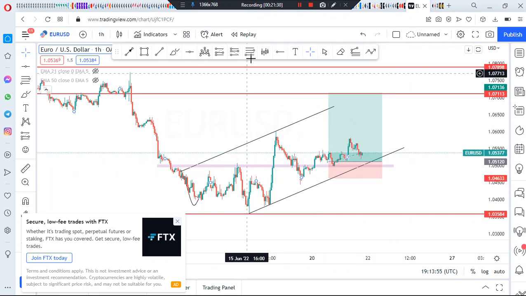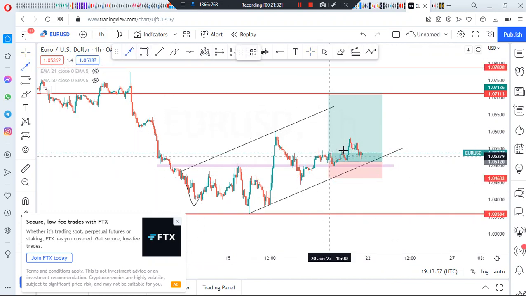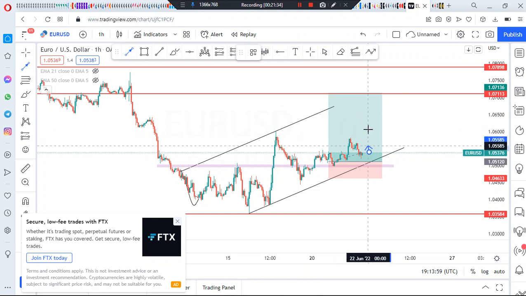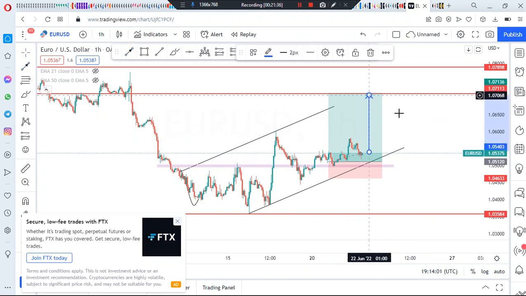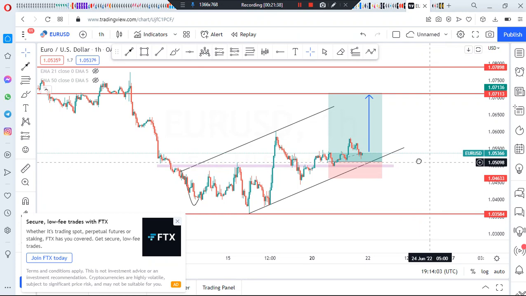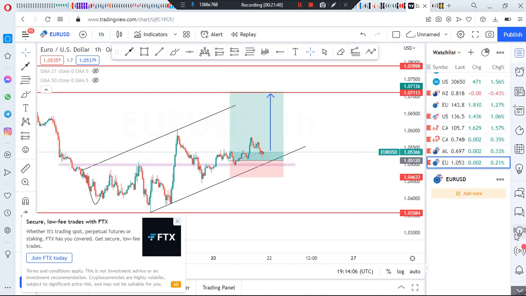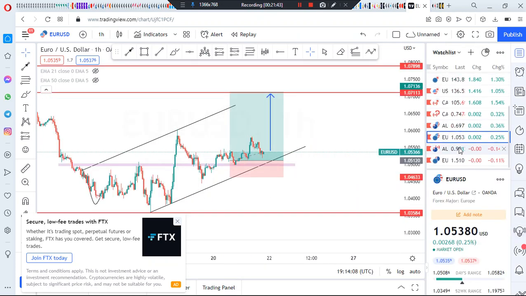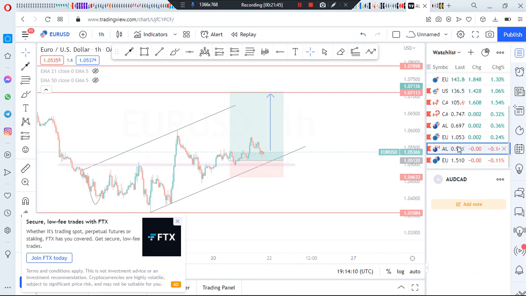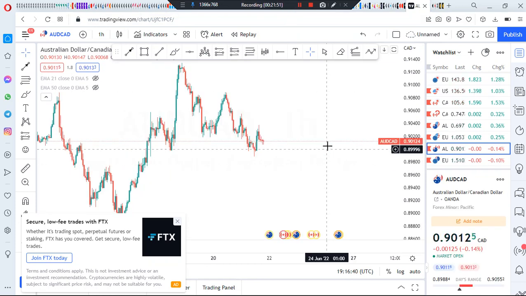Then we actually eat this whole move from here up to this area. This is how I would enter this trade. So let me go to the next pair. That is the AUD CAD. That is the Australian dollar versus the Canadian dollar. Okay, so this is the AUD CAD.